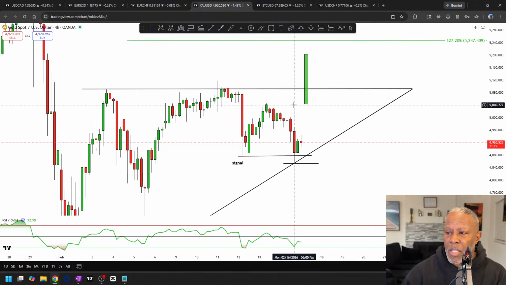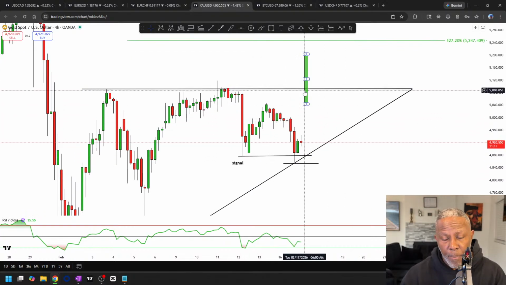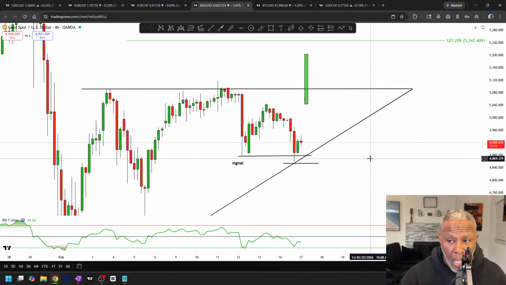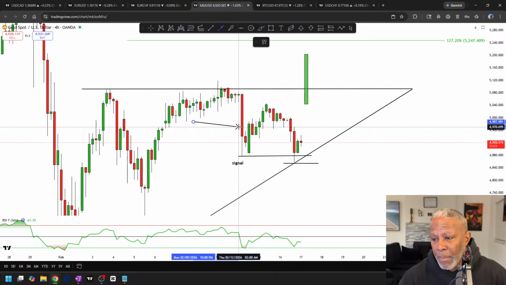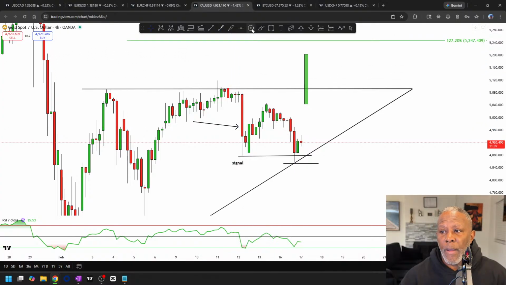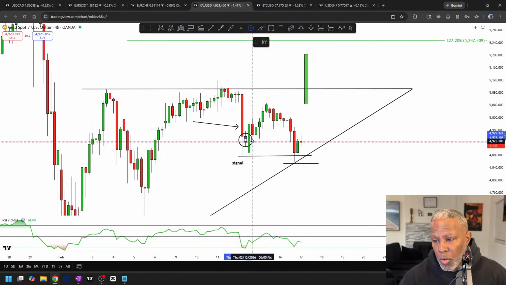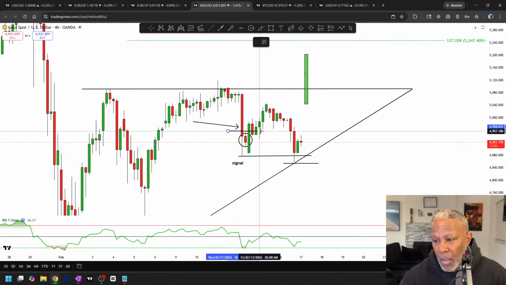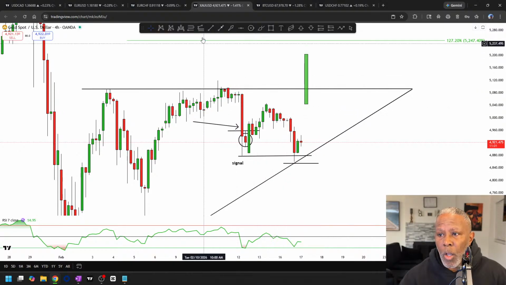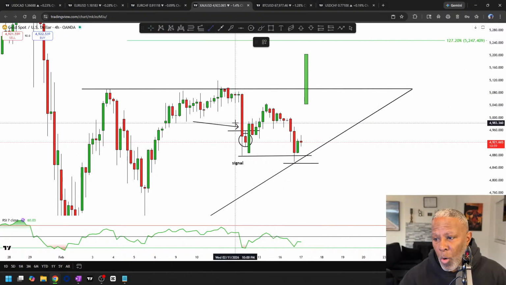So there's no reason to wait for that to happen. One, you don't ever know if it's going to happen. Two, your decision was already made. Engulfing candle, doji, trigger and entry, closing above the doji.